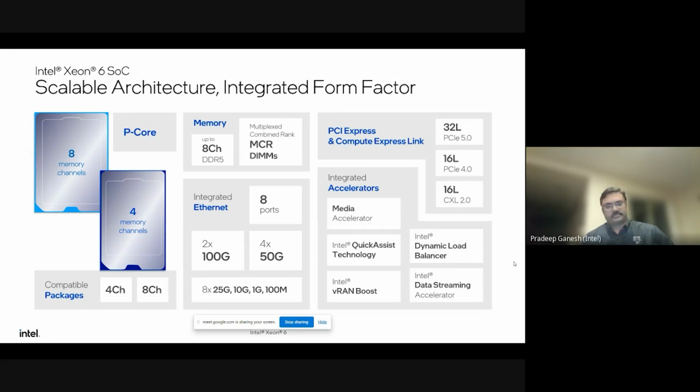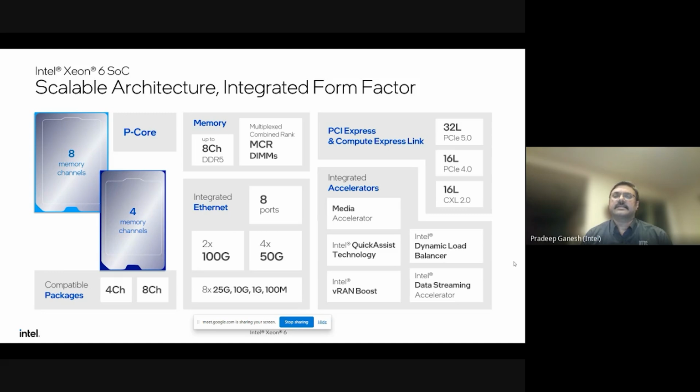Just like Xeon 6, it provides support for MCR DIMMs, but it has integrated Ethernet. So it provides you 8 ports of Ethernet. It can be configured 2 by 100, 4 by 50, or 8 by 25, 10, and 1. It does provide 48 lanes of PCIe, 32 of which can be PCIe 5.0, and 16 of which are 4.0. And Intel Xeon 6 SoC is optimized for the edge.